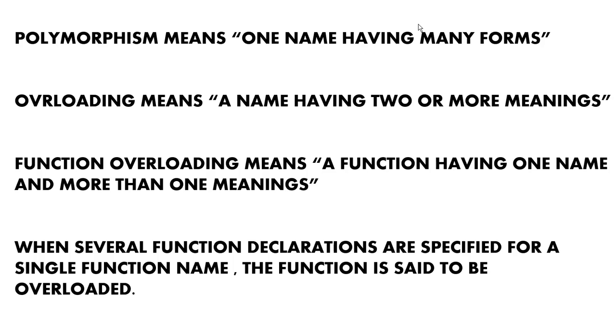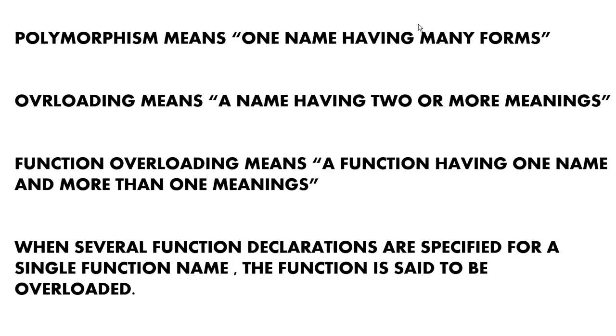The first one is polymorphism, which means one name having many forms. Suppose you are given one name and it is having more than one form, then this means polymorphism. Small definition, this is just a one line definition. The next one is overloading, which means a name having two or more meanings. Suppose you are having one term like a vehicle. A vehicle can mean a bus, a car, or a truck. Okay, so this is having many meanings.